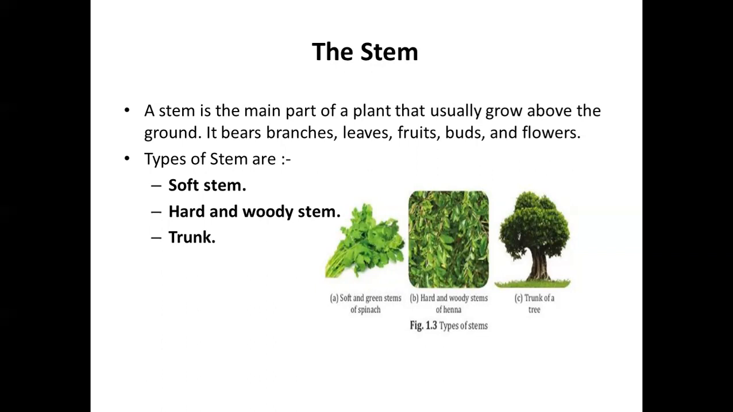A hard or woody stem rises from the base of a plant and forms a bush. Most shrubs have this type of stem. The stem of a tree is called a trunk. It is a thick, hard, and strong stem that is covered with bark. What is the function of bark? The bark protects the inner part of the trunk of a tree.